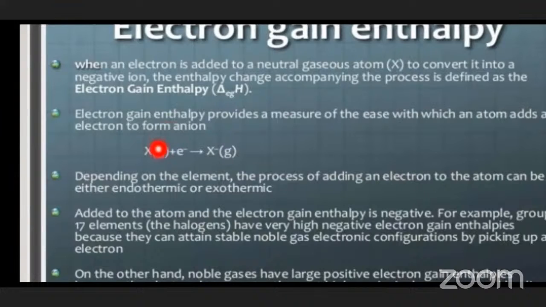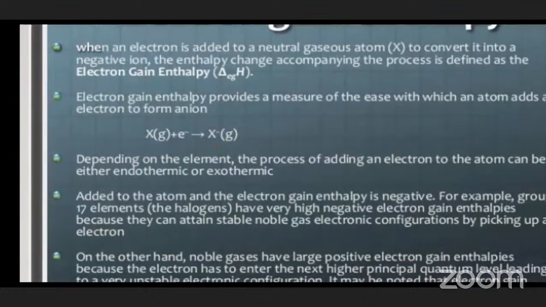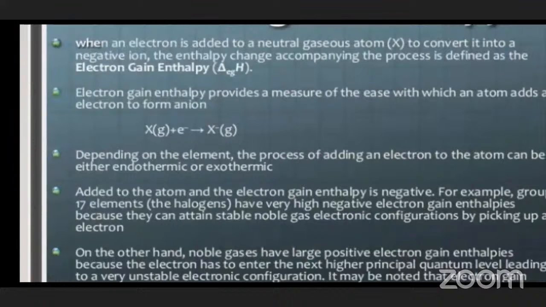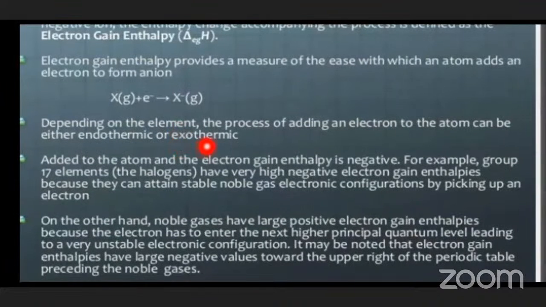Here we are taking X gas, and one electron is going to be added. Because of that, X changes to X minus, that means an anion. In the ionization potential case, what will happen? The neutral gaseous atom is converted into a cation. In electron gain enthalpy, it changes into a negative anion itself. That you need to observe. Depending on the element, the process of adding an electron to the atom can be either endothermic or exothermic.